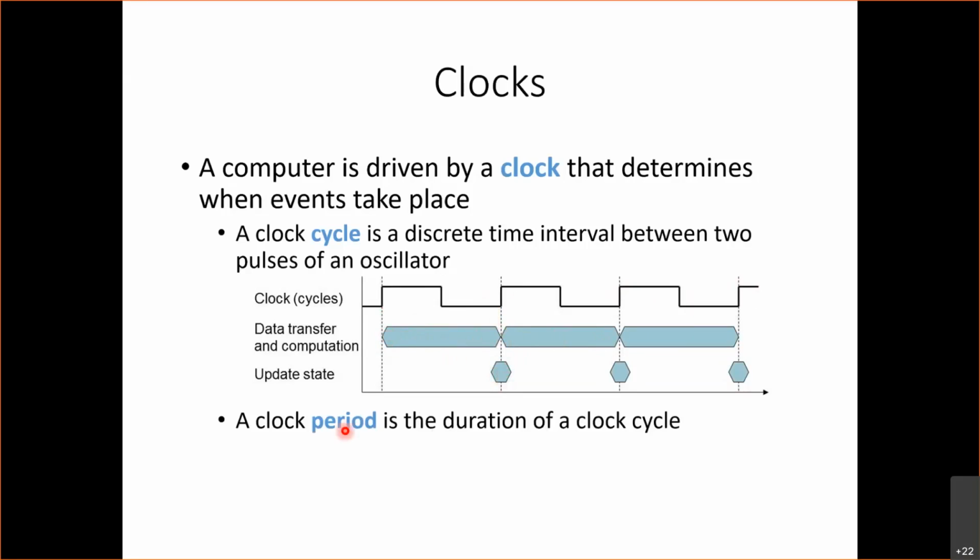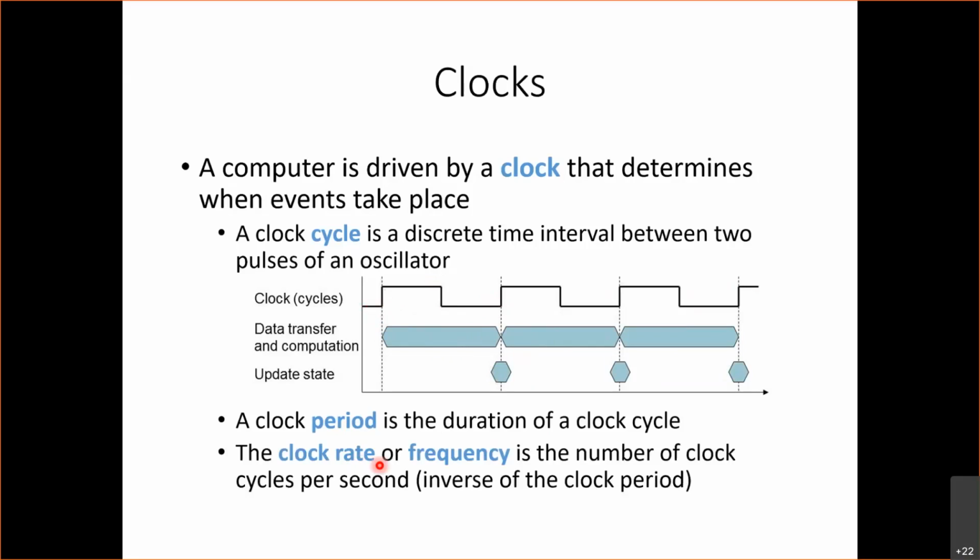A clock period is the duration of the clock cycle. So we said that a clock cycle is the distance between two pulses of the oscillator. So this whole thing is a clock cycle. The period is the amount of time that a clock cycle takes. The clock rate, or the frequency, is the number of clock cycles per second. So it's basically the inverse of the clock period.